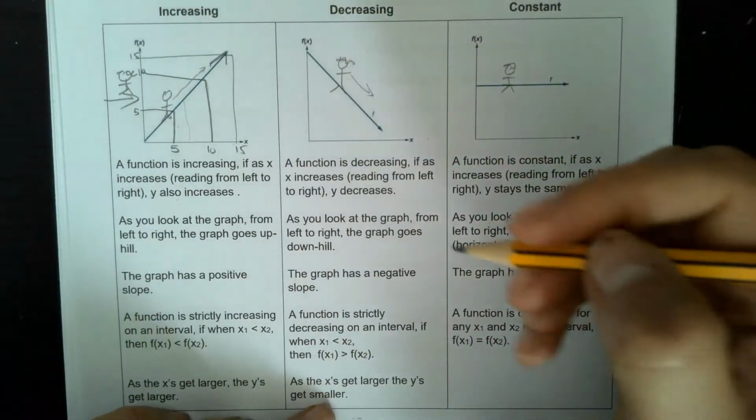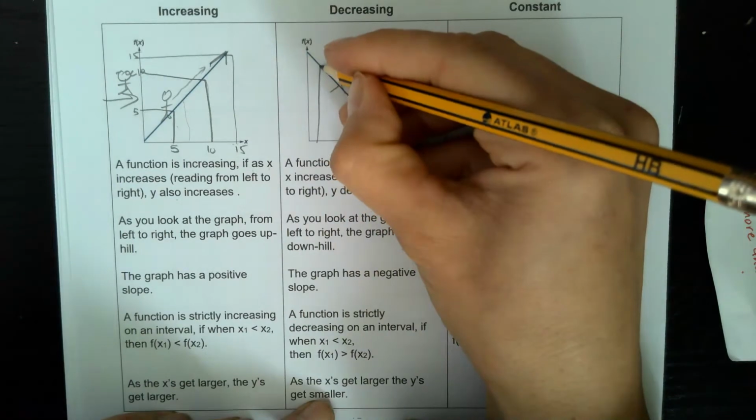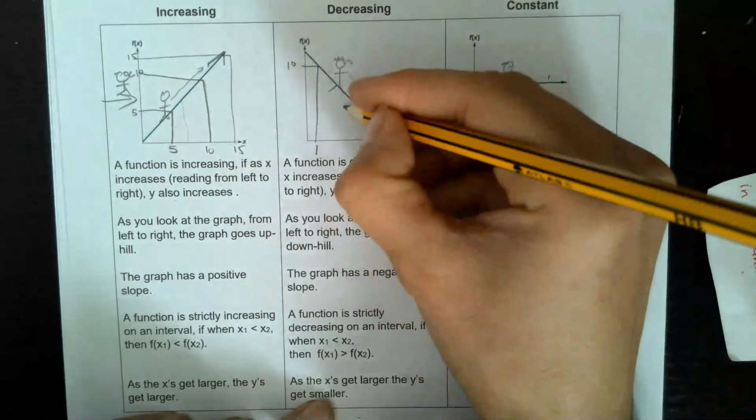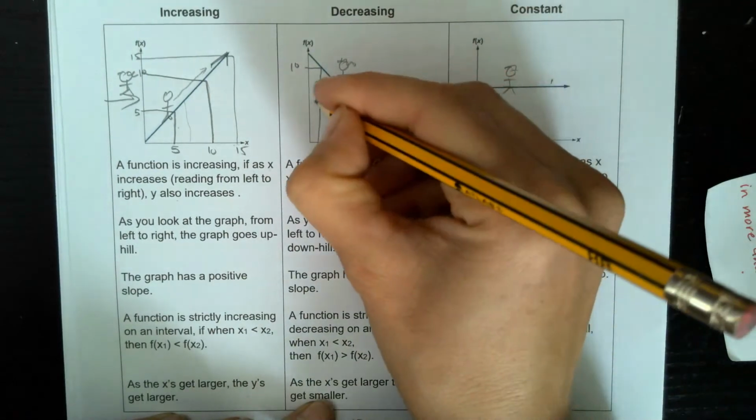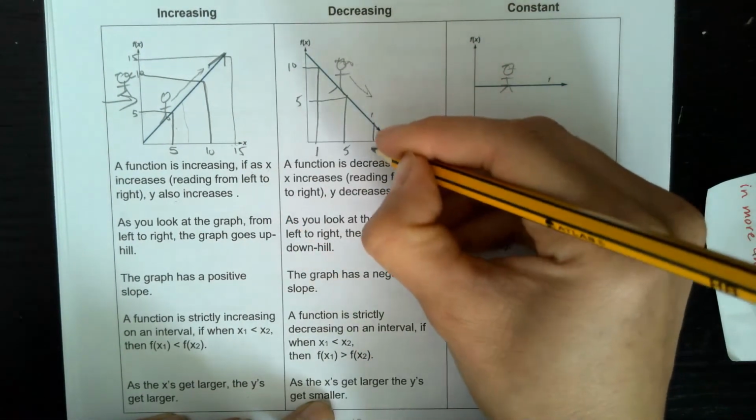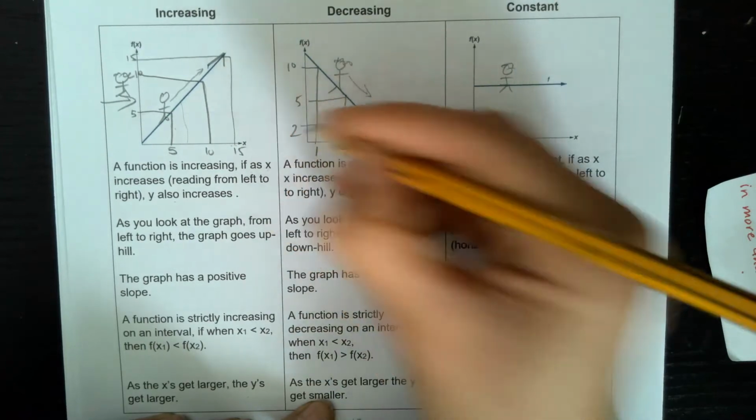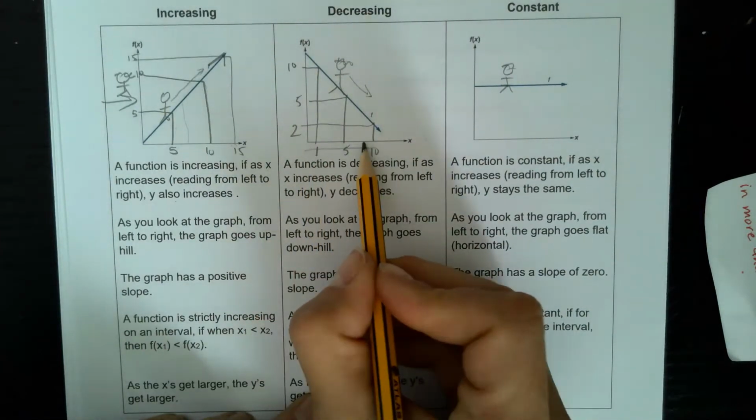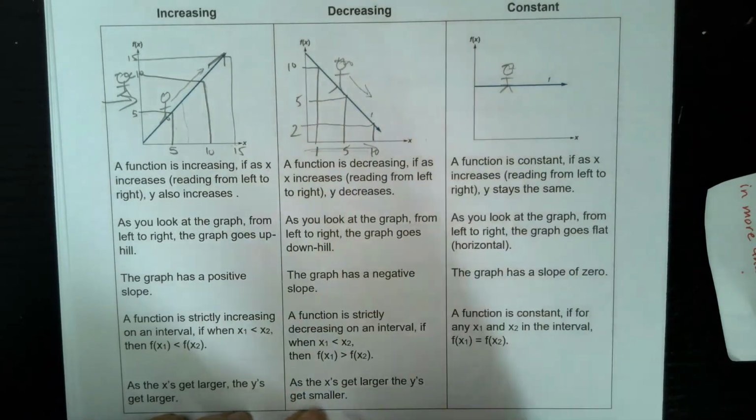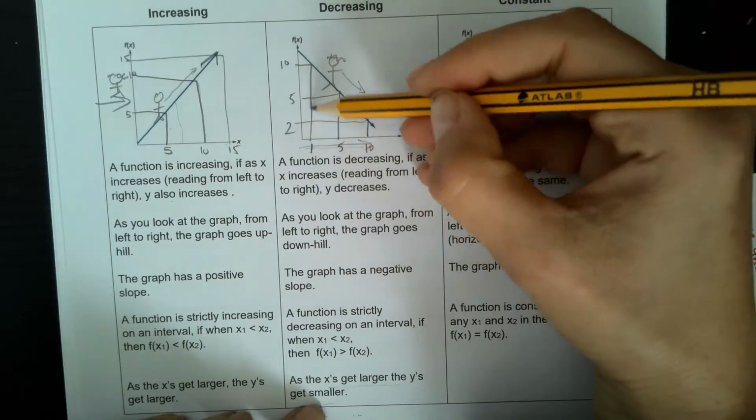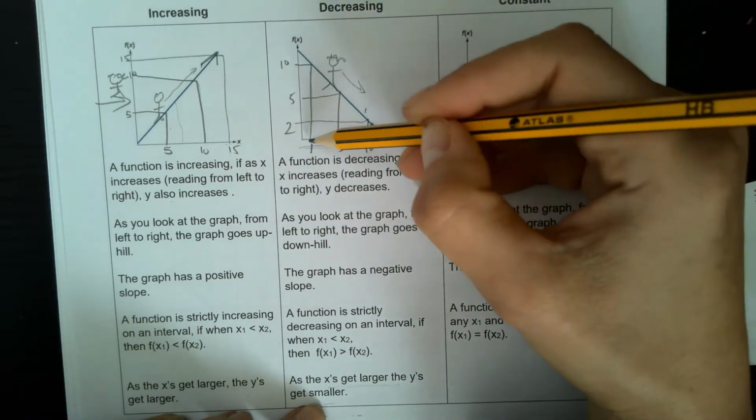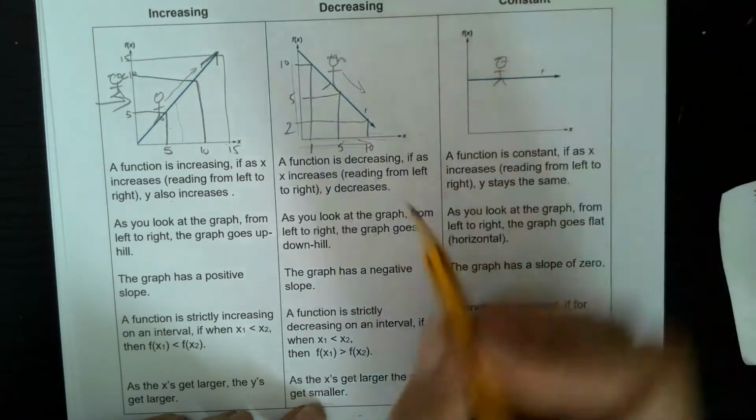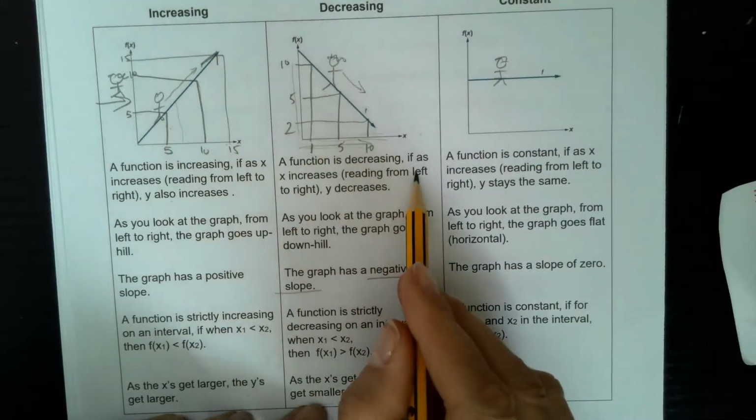Decreasing, so here maybe this is 1 and this is 10. And then this is maybe 5 and 5. And maybe this is 10 and 2. I don't know, I'm just making numbers up. So as my x's get larger, the y's get smaller. I'm going this way. My x's are getting bigger, but my y's are going down. It just means it has a negative slope.